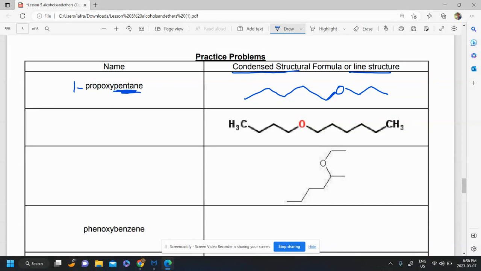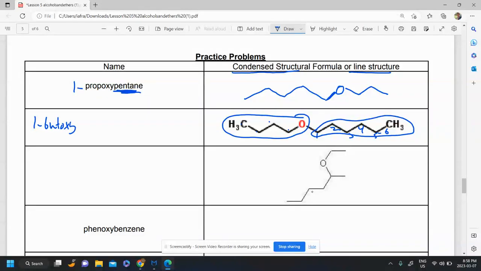All right. So again, you can try pausing the video and then trying it yourself and then checking your work. So longest chain looks like it's going to be this one. And then the attachment to carbon number 1 here, then 2, 3, 4, 5, and 6. So our alkoxy group has 1, 2, 3, 4 carbons. So this is a 1-butoxy and then hexane, like that.